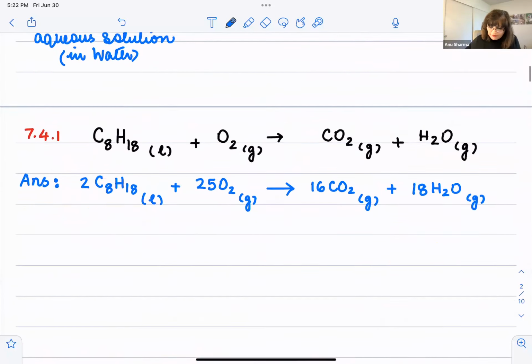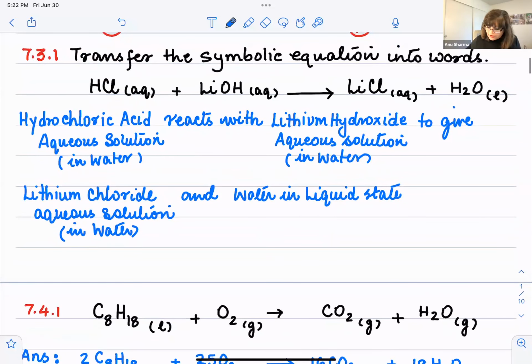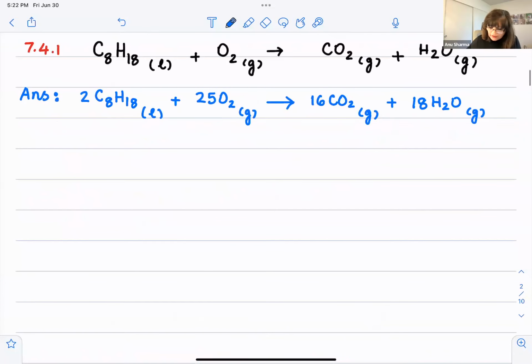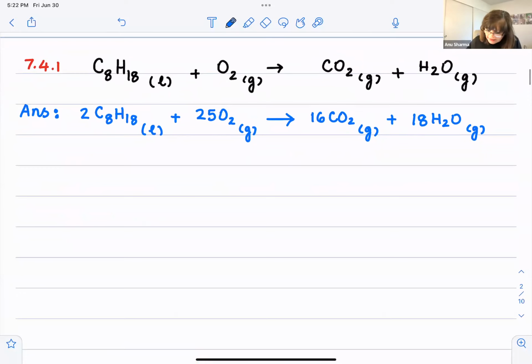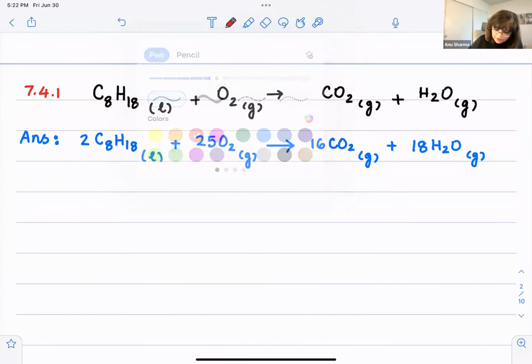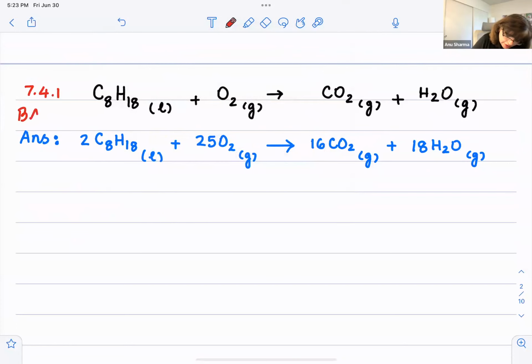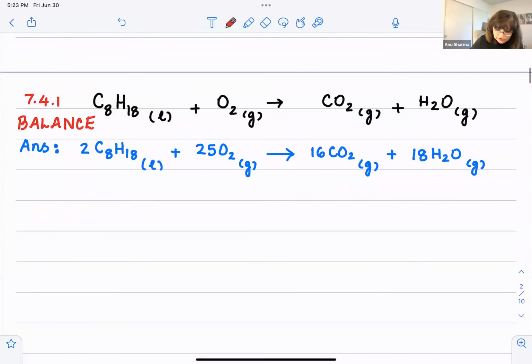So that's one piece. Generally, I'm not going to give you these to write, but as far as you understand. Now here you are given this and they are asking you to balance. This is an important one. Balance this. Anytime you have a combustion reaction, this is a combustion reaction.